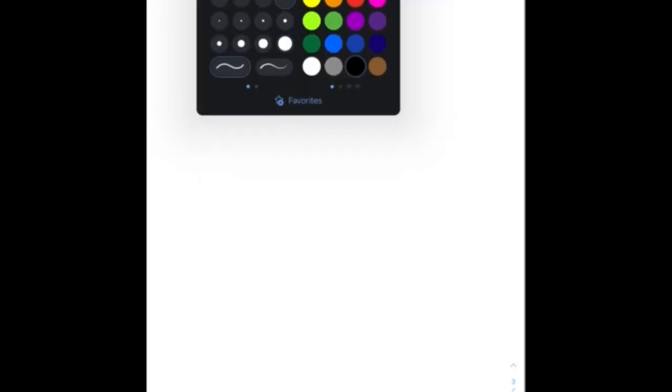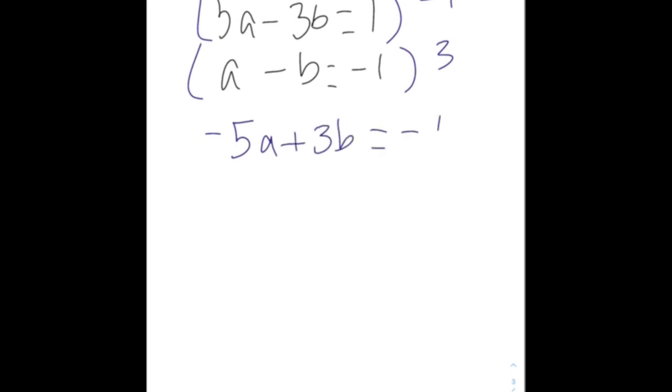So what we're going to do is elimination. I'm going to start off with, let's switch colors so we can see the difference. I'm going to multiply this by negative 1 and this by positive 3. What I want to do is eliminate the variable b first. So I'm going to write this out as negative 5a plus 3b equals negative 1. Multiply the second equation by 3. We're going to have 3a minus 3b equals negative 3.